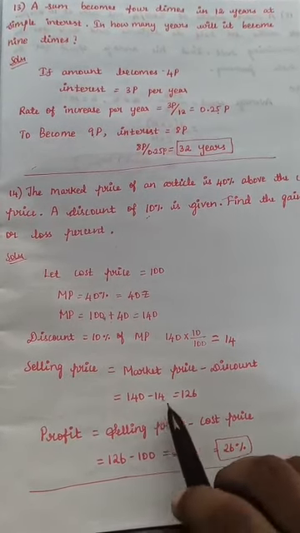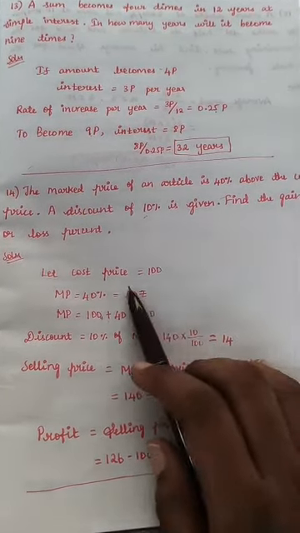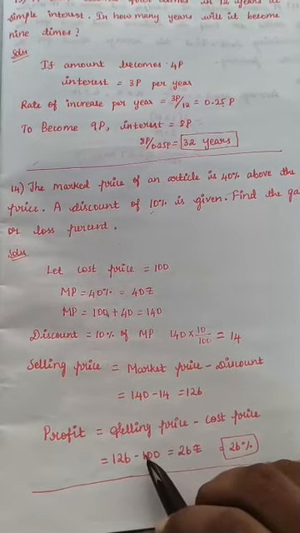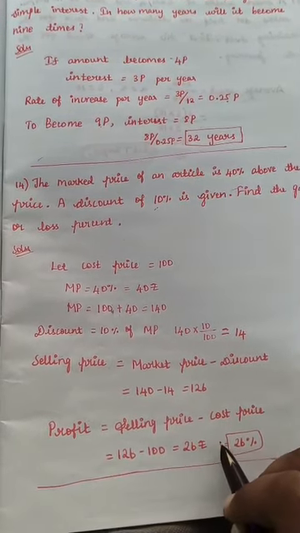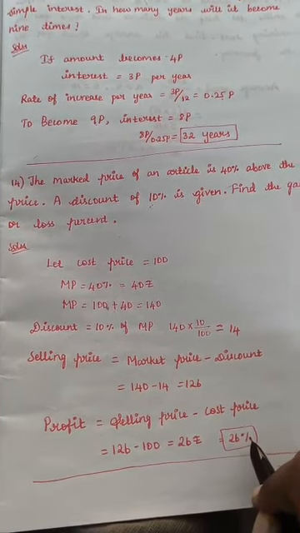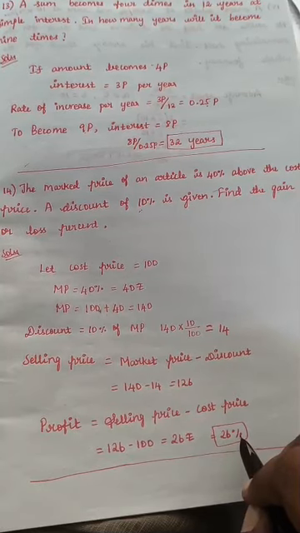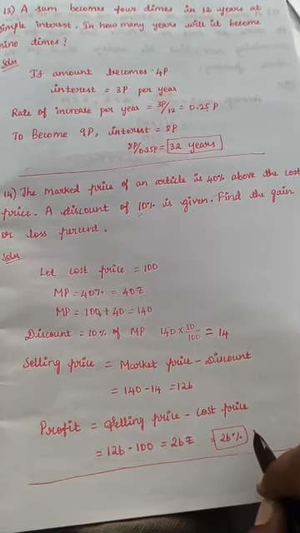So the selling price we have found out is 126 minus the cost price we have taken as 100. So 126 minus 100 is 26 rupees. So if we convert into percentage, we will get 26%. So the gain percentage, the profit percentage, is 26%.